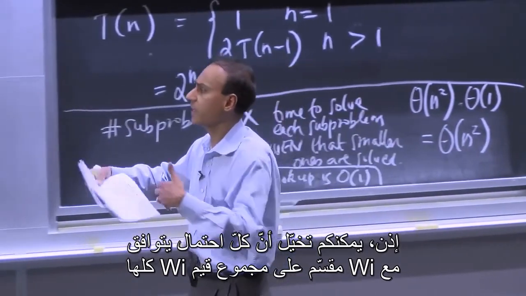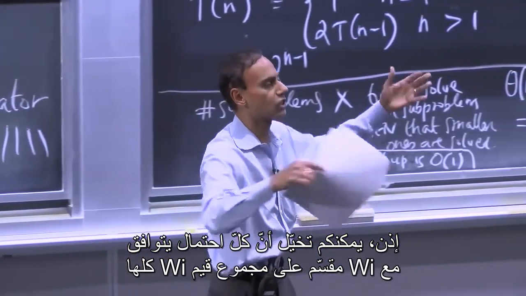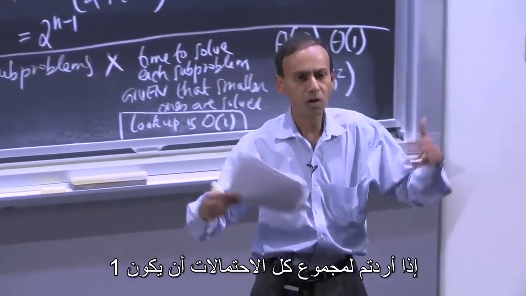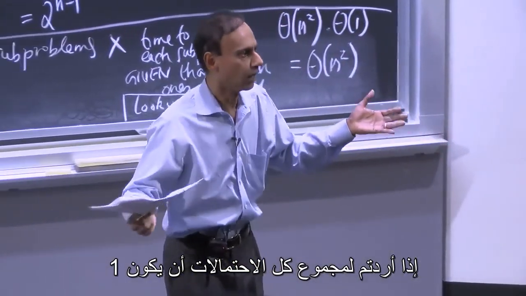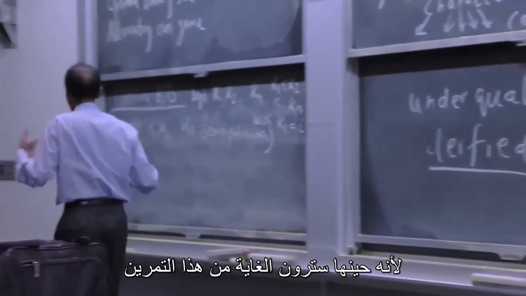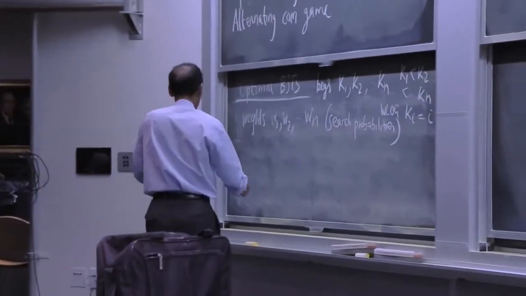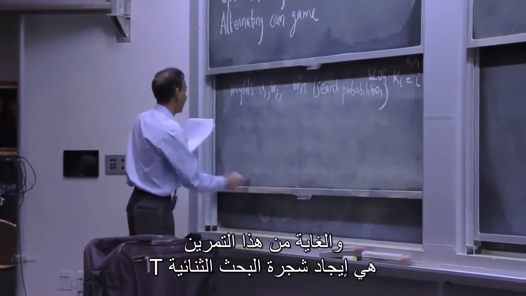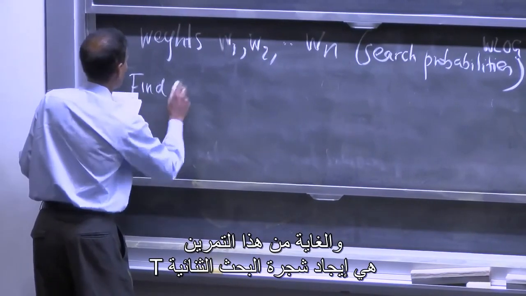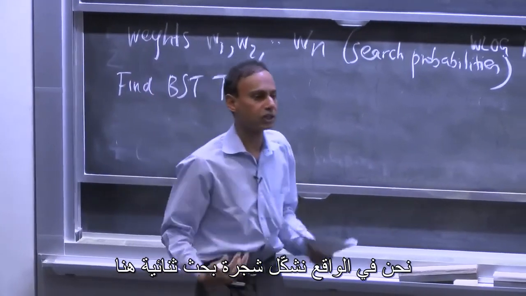So you can imagine that each probability corresponds to wi divided by the sum of all of the wi's, if you want all of the probabilities to sum up to 1. But think of them as search probabilities, because then you'll see what the point of this exercise is. The point of this exercise is to find the BST T. So we're actually constructing a binary search tree here.